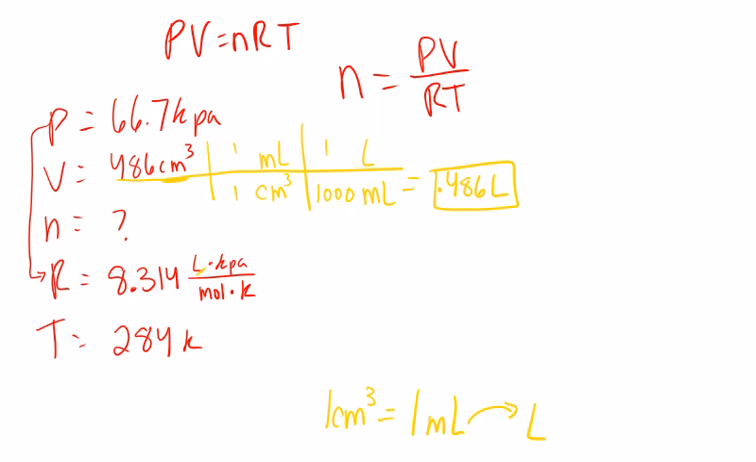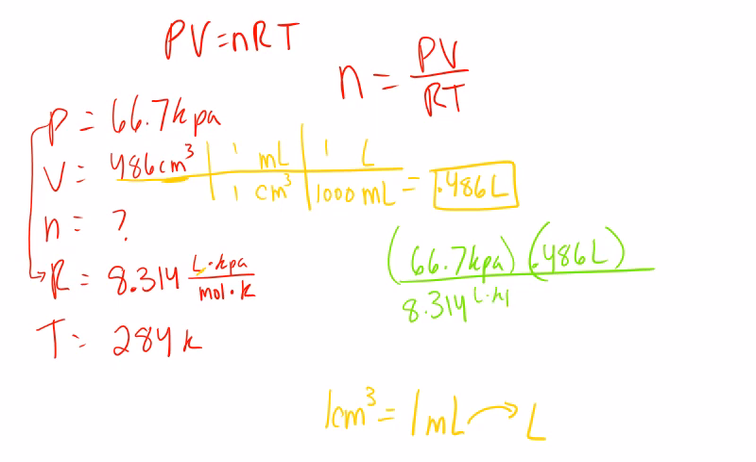So now we've gotten to the point of where we just need to type some things into our calculator. We've got our pressure, which is 66.7 kPa. That's going to be multiplied by our volume, which we just discovered is 0.486 liters. And we're going to divide that by our R constant, which is 8.314 liters times kPa, divided by moles times Kelvin. And we're going to multiply that by our temperature in Kelvin.